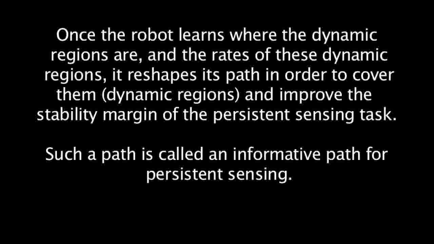Once the robot learns where the dynamic regions are and the rates of these dynamic regions, it reshapes its path in order to cover them and improve the stability margin of the persistent sensing task. Such a path is called an informative path for persistent sensing.